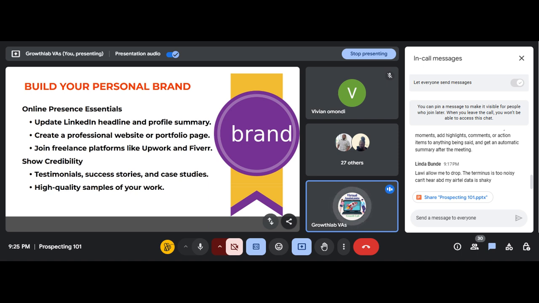Then also have high quality samples of your work. So if I'm a social media manager, going by the example I just gave, I should have a number of social media strategy documents. I should have a number of content calendars. I should have a number of social media posts. They could be dummy posts or real posts, provided they show the high quality of your work.